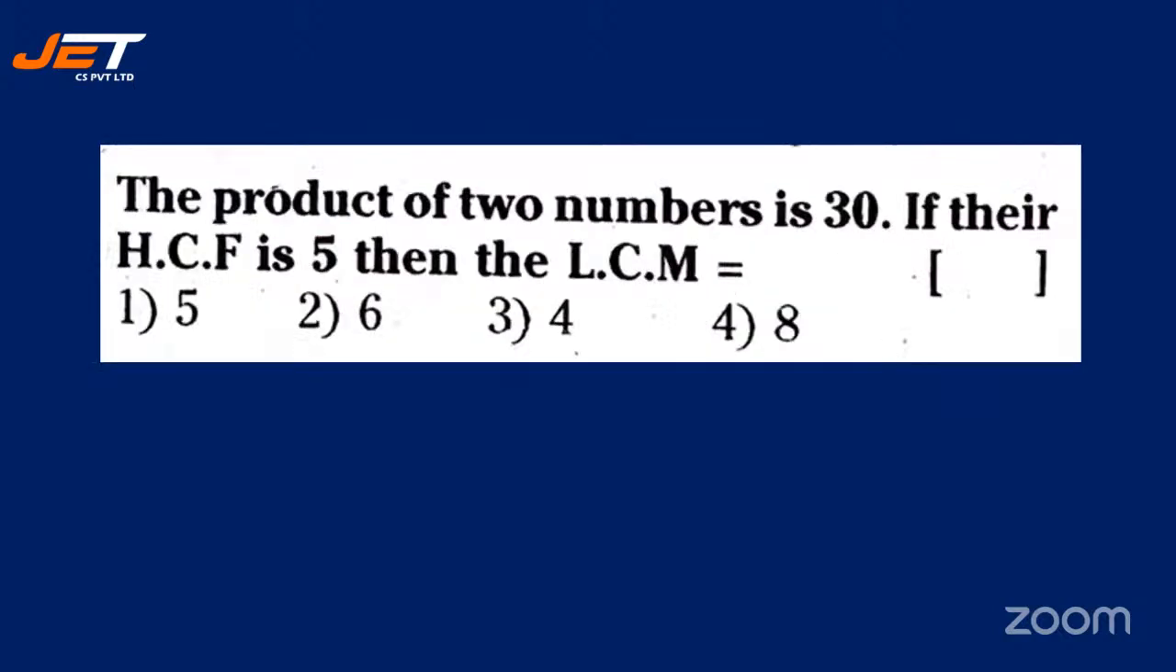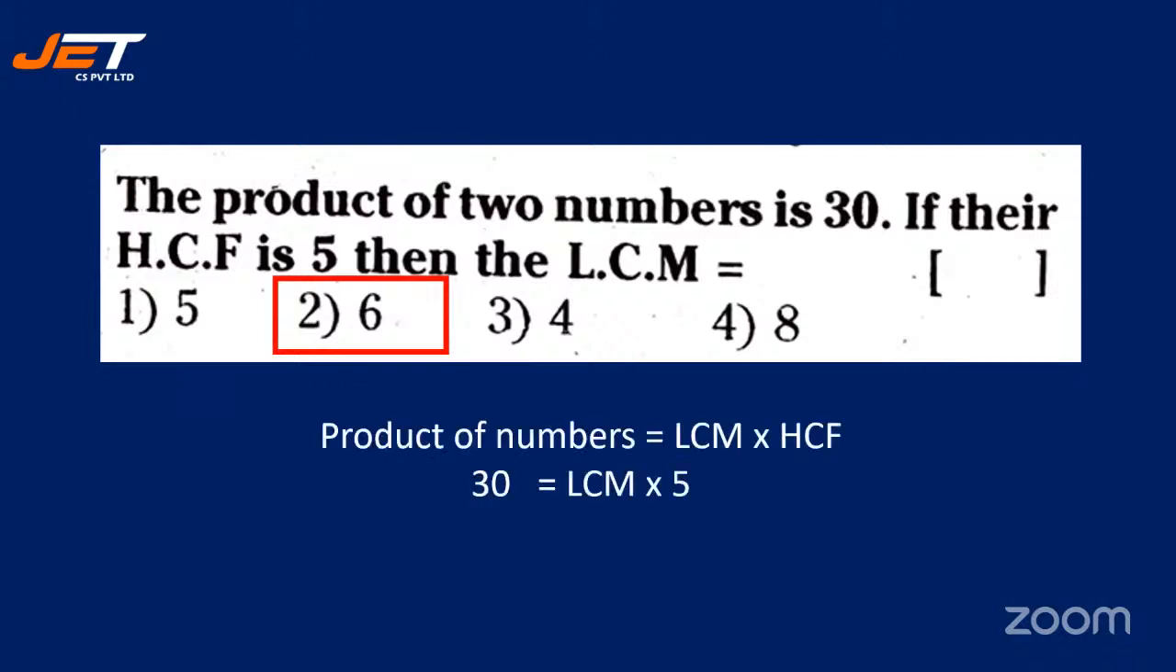See the next question. The product of two numbers is 30. If their HCF is 5, then what is the LCM? Okay, so why is it 6? 30 divided by 5. Product of numbers is nothing but LCM into HCF. So we know the product of numbers is 30. We don't know the LCM, but we know the HCF as 5. So 30 divided by 5.